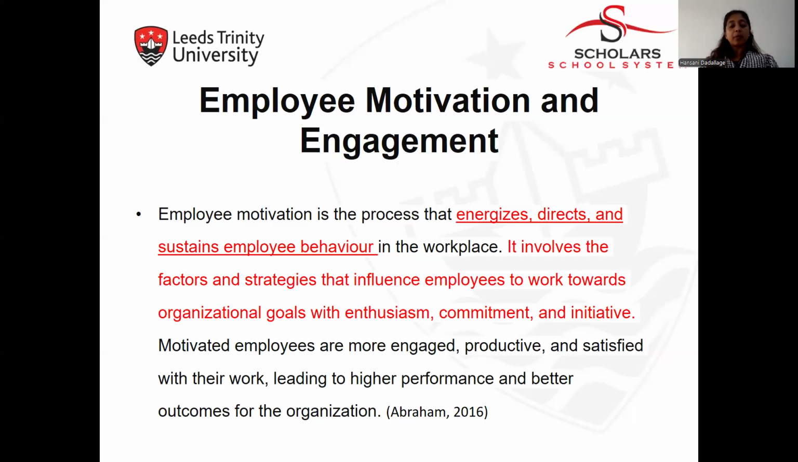So motivated employees are working with more commitment and enthusiasm. Motivated employees are more engaged, productive, and satisfied with their work, leading to higher performance and better outcomes for the organization. Therefore, organizations should seek ways of motivating employees to get the best output.